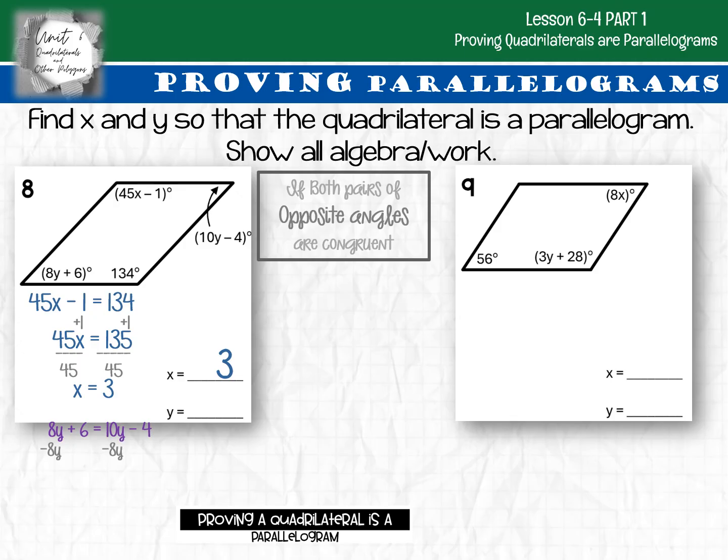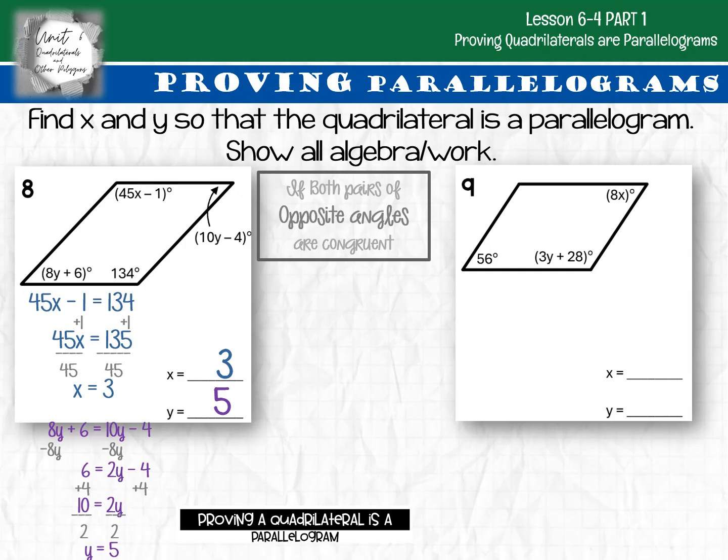Move the smallest y. So subtract 8y on both sides. We get 6 equals 2y minus 4. Add 4 to both sides. You get 10 equals 2y. Divide by 2 and y is 5. So if x is 3 and y is 5, we've got ourselves a parallelogram.